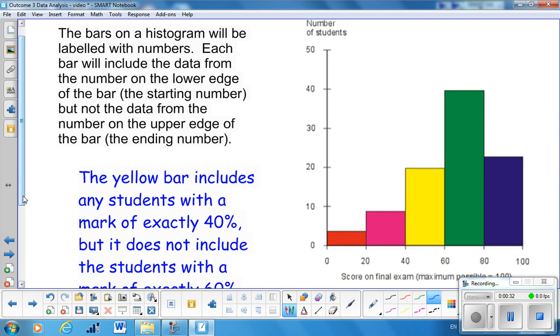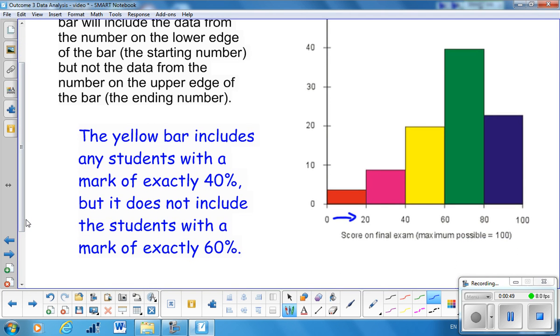And each bar of our graph will show us how many students got between those numbers. So for instance, the red bar shows us how many students got between 0 and 20. But how do we find how many students got 20? If we look at the yellow bar, it includes students with a mark of exactly 40. So any students that got a mark of 40 will be counted in with the yellow group. Marks from 40 all the way up to 59 are included in the yellow, but marks of 60 are not. Students that got marks of 60 will be counted in the next interval and shown as green on the graph.